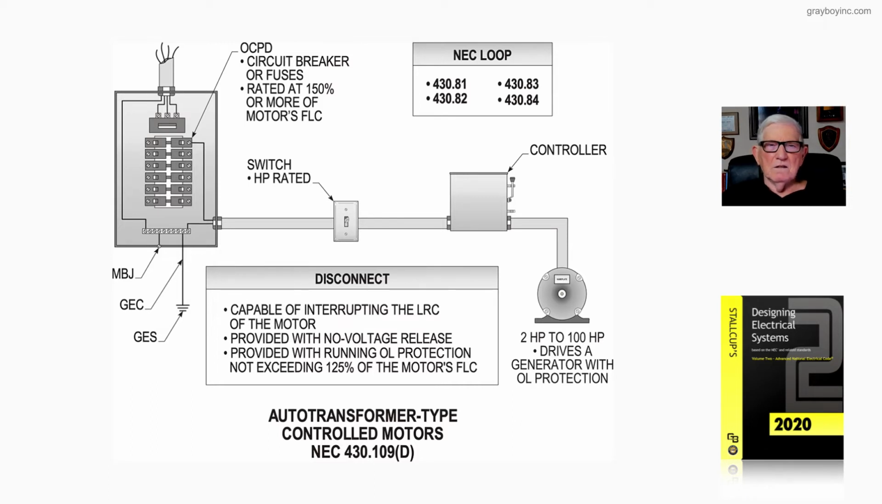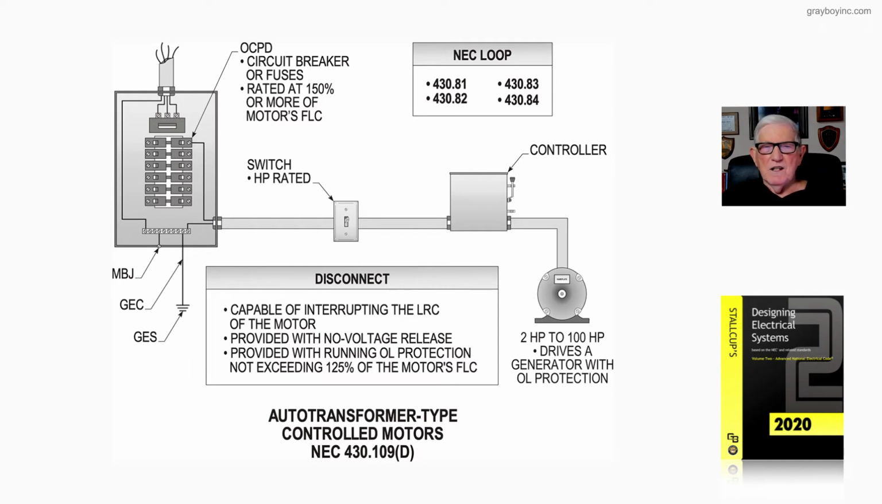Now, the switch is rated in horsepower. It's a horsepower rated switch. Sometimes the switch will even have overload protection with it. In this case, if it's just a switch, then naturally the controller would have overload protection, see? Now, the motor is 2 horsepower to 100 horsepower, as shown, drives a generator with overload protection, see?